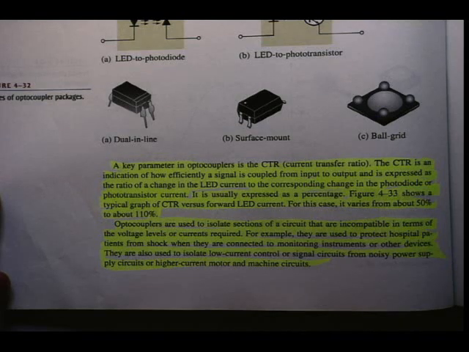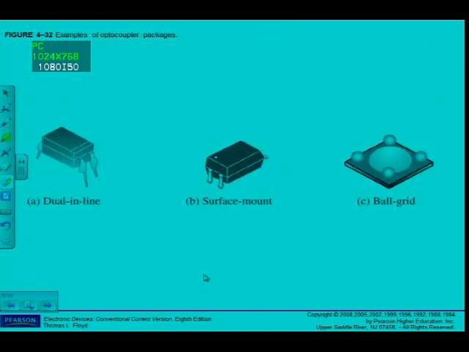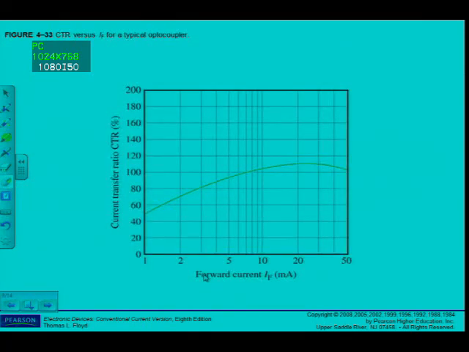Figure 4-33 shows a typical graph of CTR versus LED current. Let's just get to that figure again. There you go, CTR versus IF for a typical optocoupler. For this case, it varies from 50% to about 110% if you go and look here at the curve. Right up to there, and we can see there about 110%.